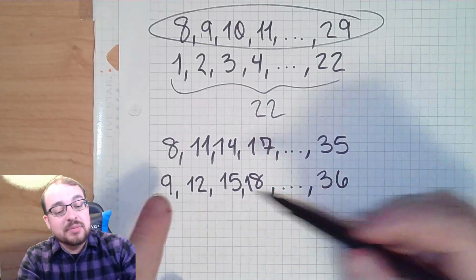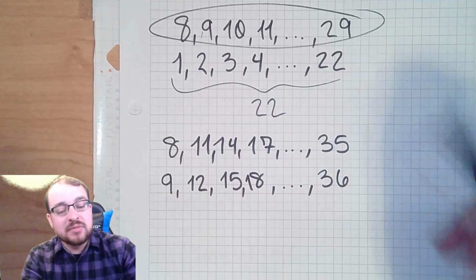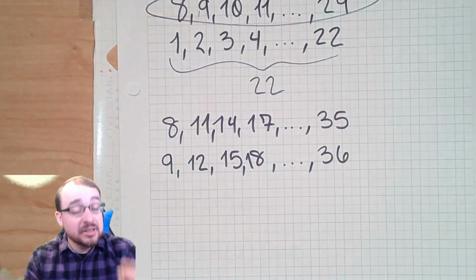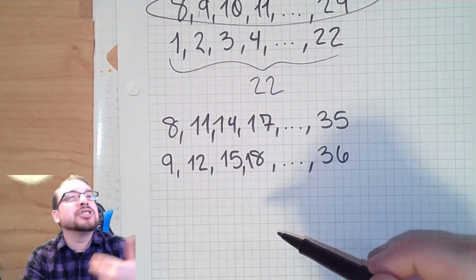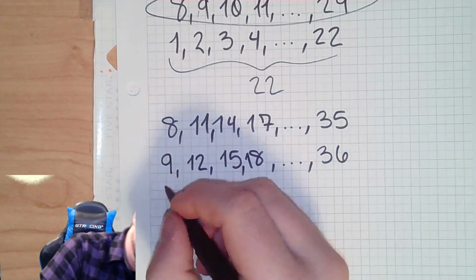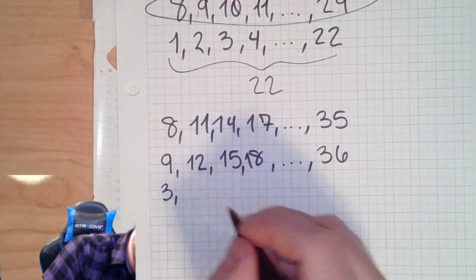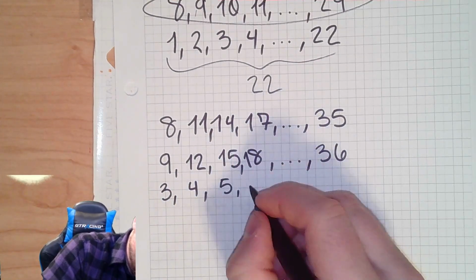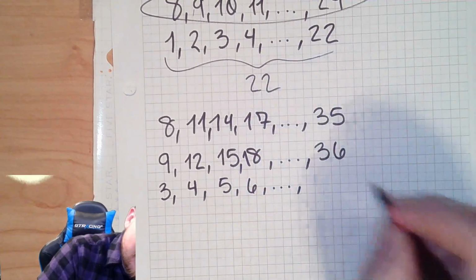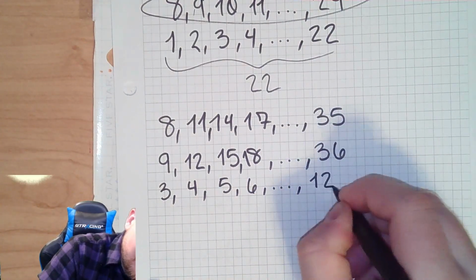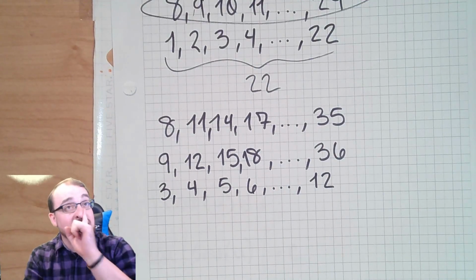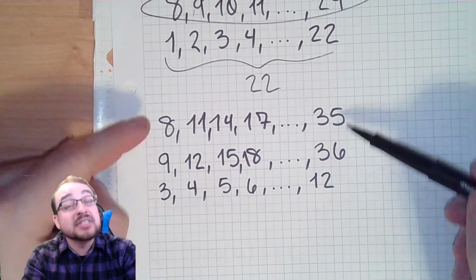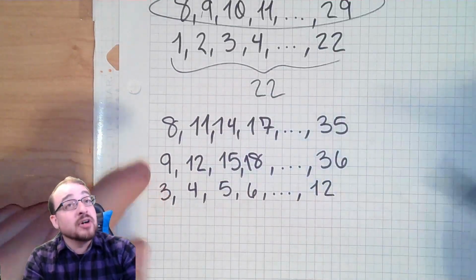But now what's nice, because they're going up by 3 and they're divisible by 3, now I can divide everything by 3. And again, dividing everything won't change the number of numbers in the list. It'll just change what they look like. So if I divide by 3, I get 3. I get 4. I get 5. I get 6. And if I divide this by 3, I will get 12. So while it's not obvious how many numbers are in this list yet, it's much easier to tell how many numbers are in this list than this one. 3, 4, 5, 6, all the way up to 12.